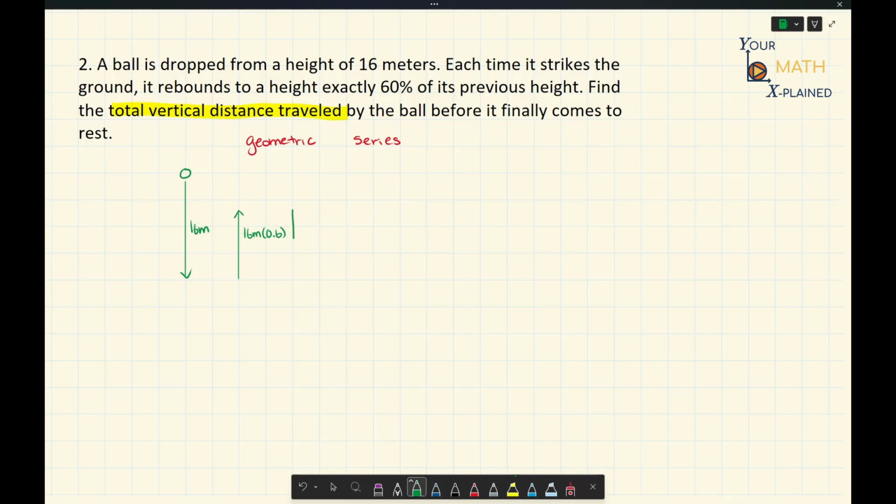But then the ball is going to drop down again, and it's going to travel that exact same distance. And once it touches the ground, it's going to bounce back up to 60% of the previous height. So this is going to be 16 times 0.6 squared. And then same thing, it's going to drop back down to the ground, traveling the same distance, and then it's going to keep doing that. And this is going to go on forever until the ball stops.